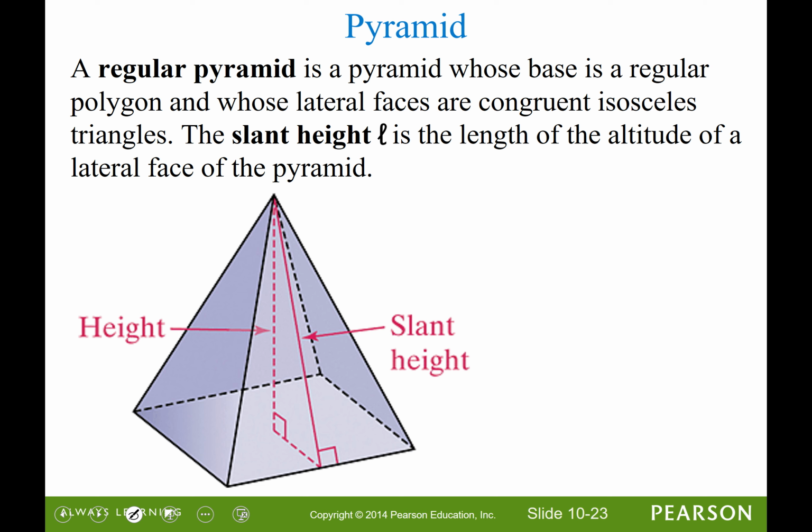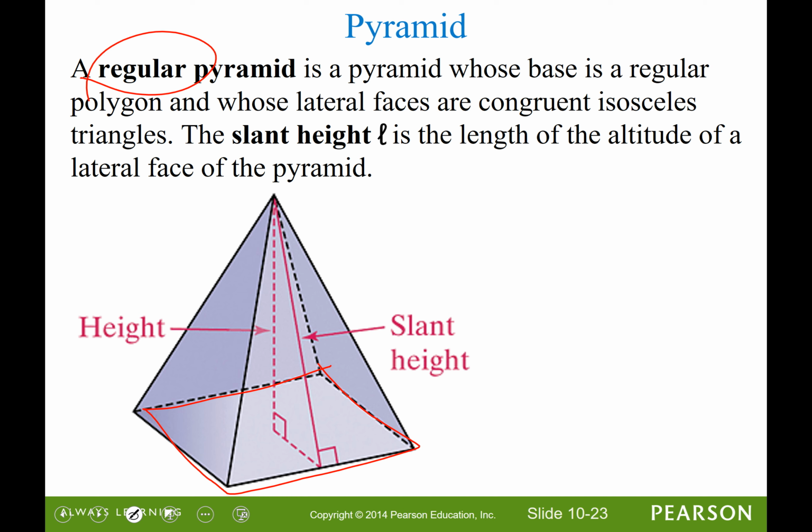A regular pyramid is a pyramid whose base is a regular polygon. So this right here would be a square in that case, since a regular rectangle is a square. And whose lateral faces are congruent isosceles triangles. That's what it takes for this particular pyramid to be considered a regular pyramid.